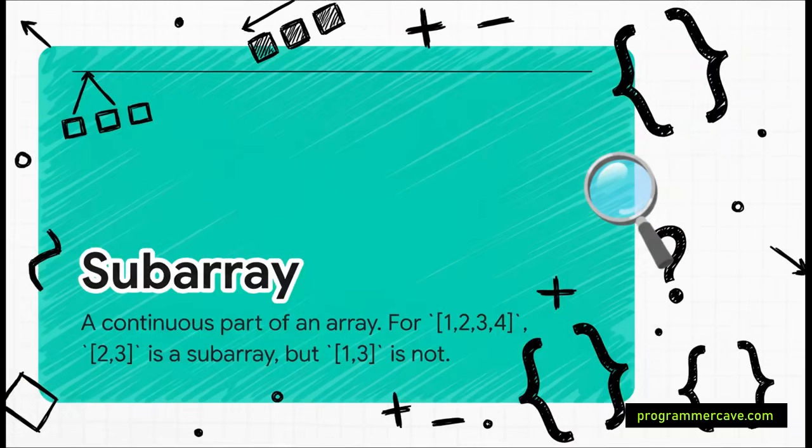Before we go any further, let's make sure we're on the same page about one key term, subarray. This isn't just any random group of numbers from our list. It has to be a continuous, unbroken chain. So for the array 1, 2, 3, 4, 2, 3 is a perfect subarray. But 1, 3? Nope. They're not neighbors, so that doesn't count. We're looking for a solid slice.